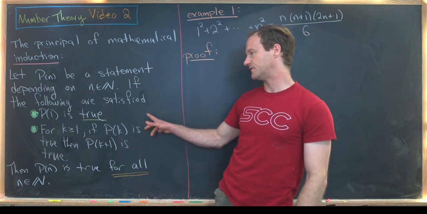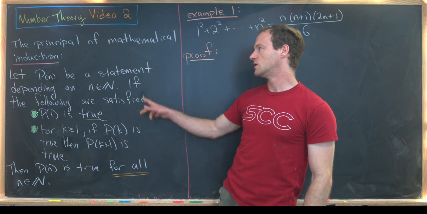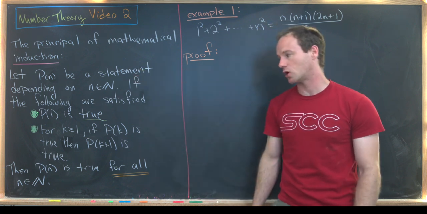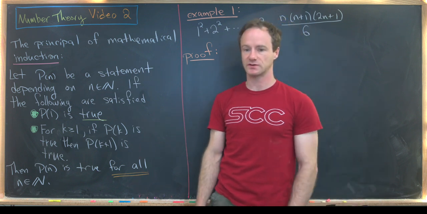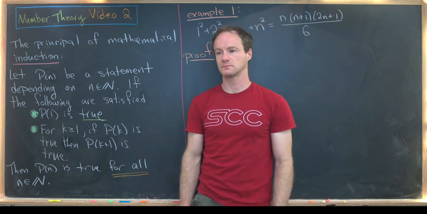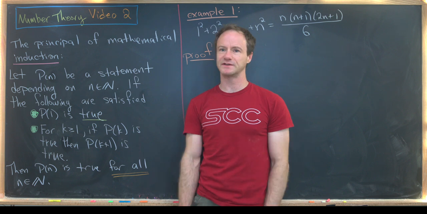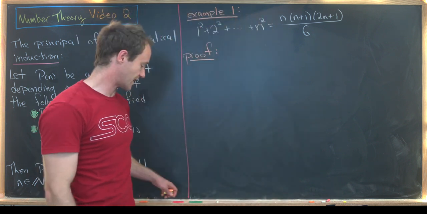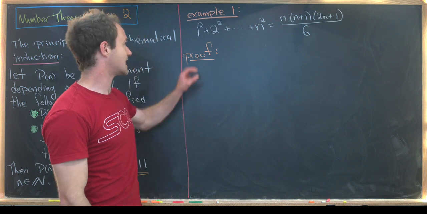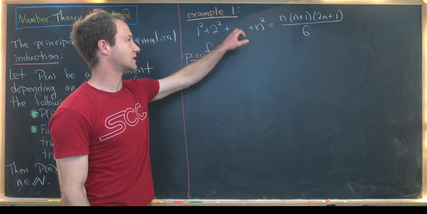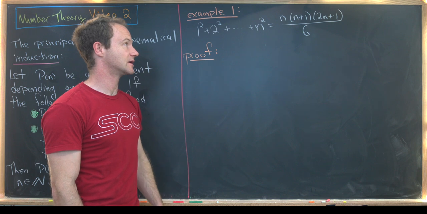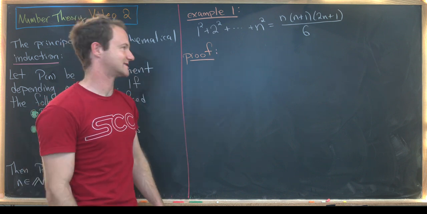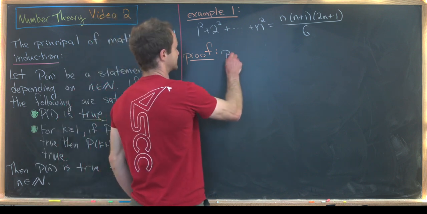Okay, so like I said, if these two things are true for some statement depending on natural numbers, then that statement is always true. In other words, for all natural numbers, it holds. Okay, so now we're going to look at just a bunch of examples. The first is the sum of the first n squares. That says that 1 squared plus 2 squared plus 3 squared all the way up to n squared is equal to n times n plus 1 times 2n plus 1 over 6. So let's do this by induction.